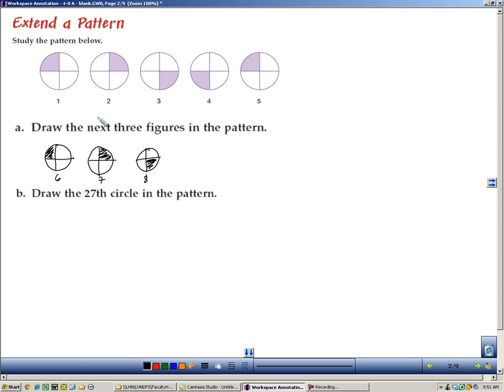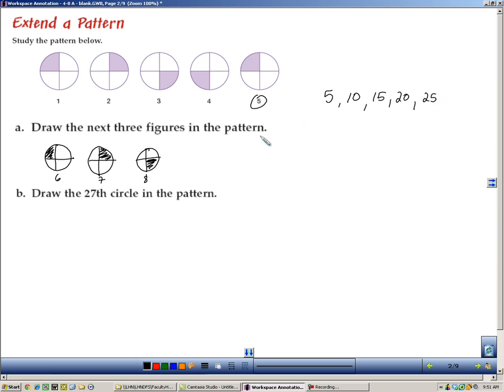Now this pattern is going to keep going forever. So if we're asked to find the 27th circle, we've got to figure out a way to do that. Well, every fifth circle will look like this one, but that means every multiple of 5. So the fifth circle will look like this, the 10th circle will look like that, the 15th, these are all multiples of 5, the 20th will look like that, and the 25th will look like this one right here.